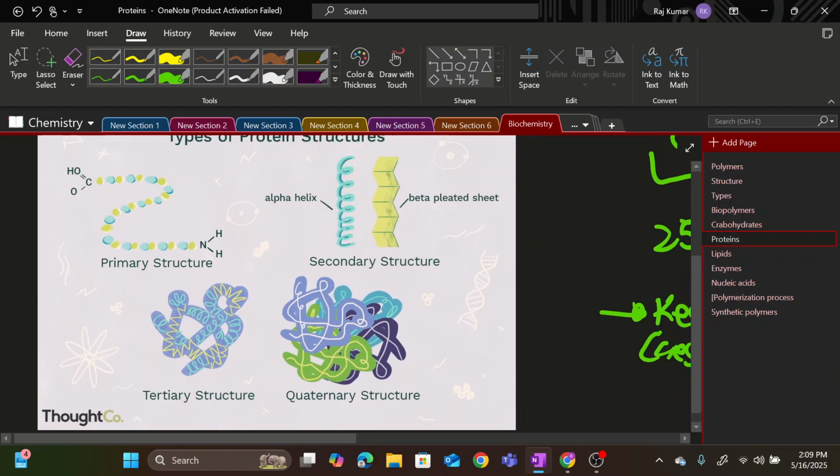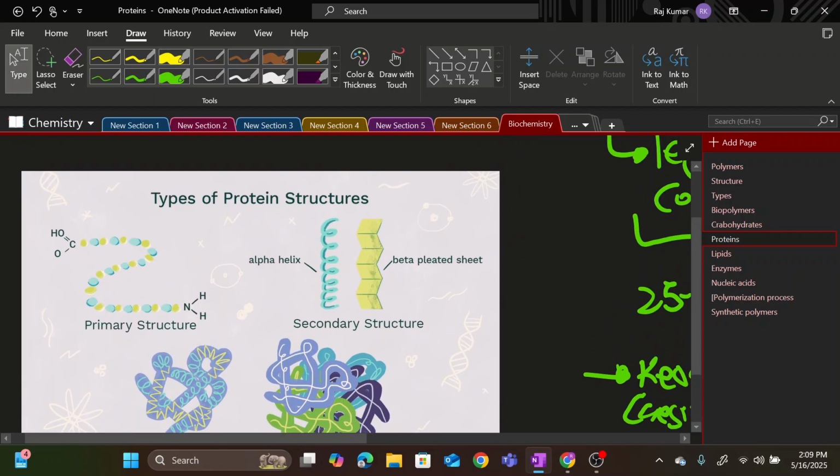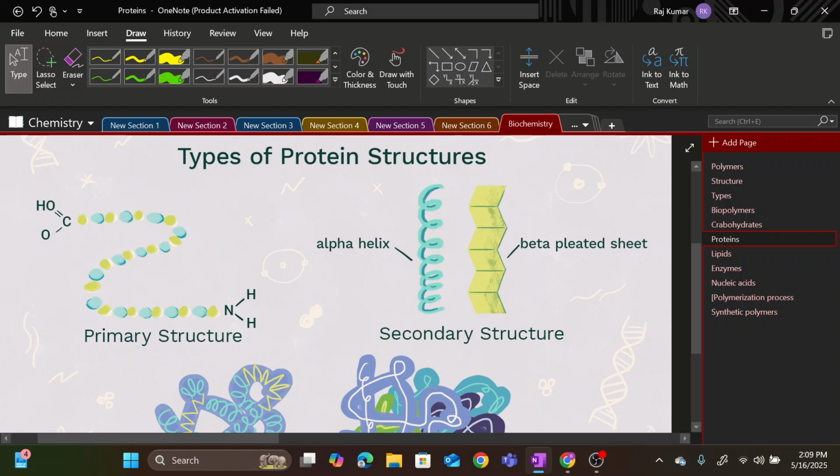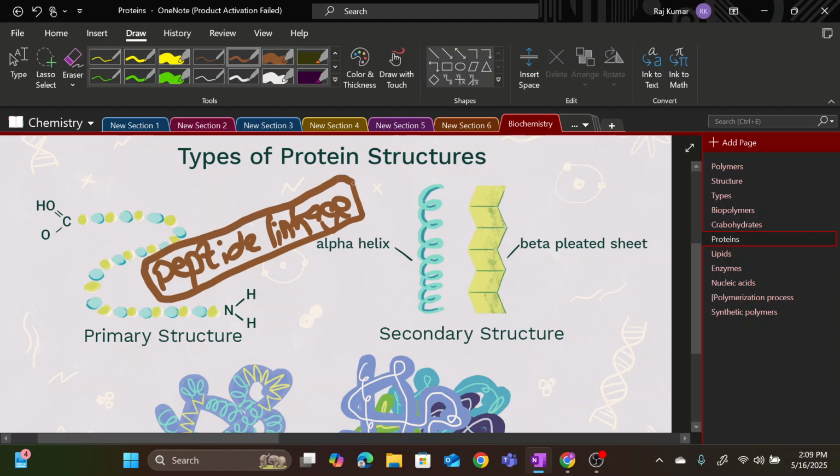So now let's understand some types of protein based on the structure. On the basis of structure, protein can be divided into four major types. Number one is the primary structure. Primary structure is the one which only involves the peptide linkage. There is no other linkage other than the peptide linkage, and that's a linear chain. This is observed when the protein is being made in the cell on the ribosome.